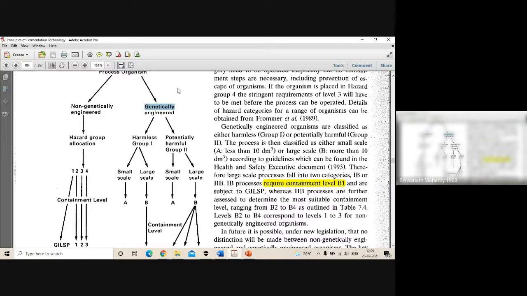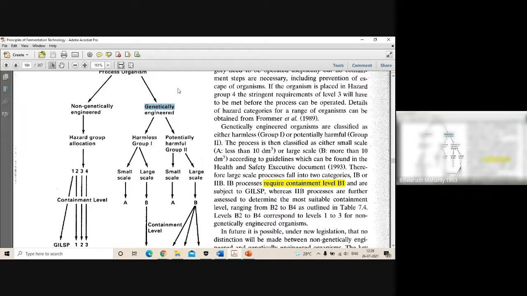They normally classify as B1, B2, B3 and B4 classification, and a corresponding level of containment is required. This classification I am making is for microorganisms. Please try to understand. We are talking about classifying microorganisms, and to deal with these microorganisms, what kind of containment? Containment means you are making a change in the process, a change in the lab. That is called a containment measure.